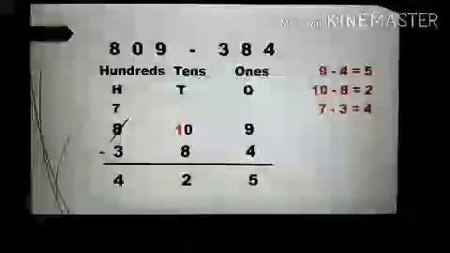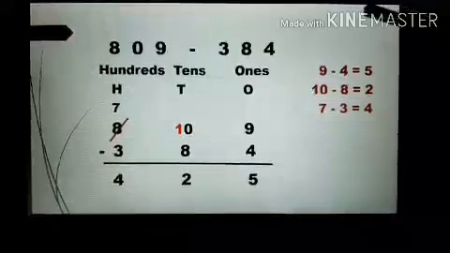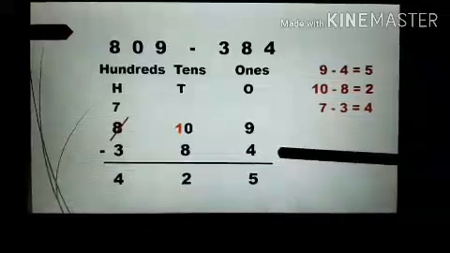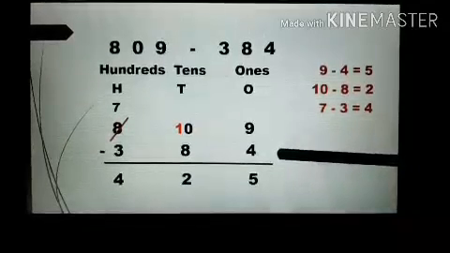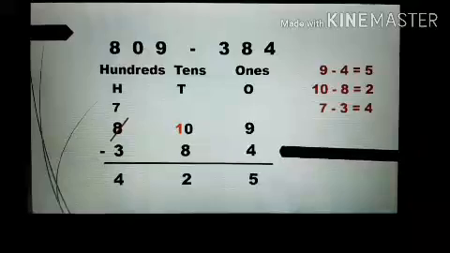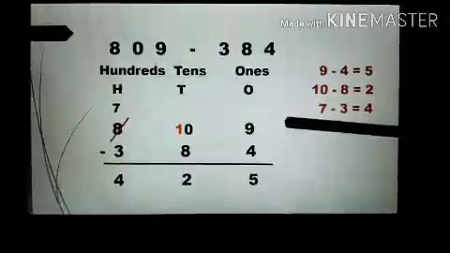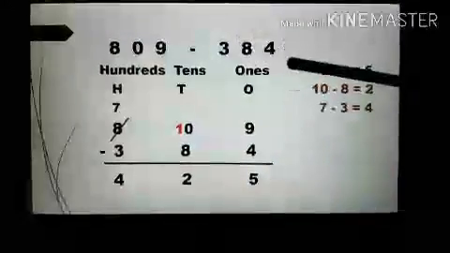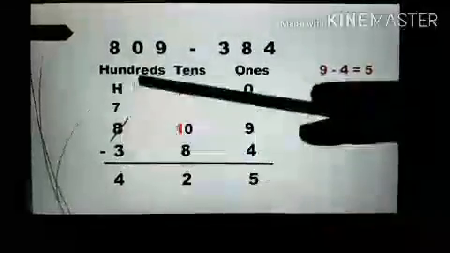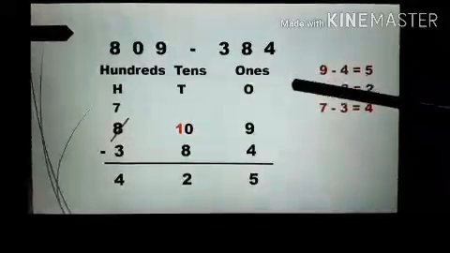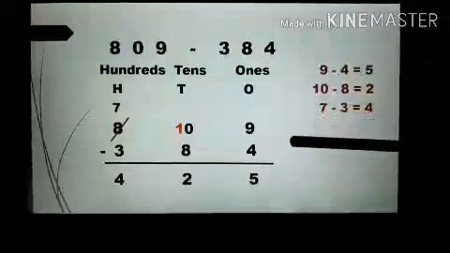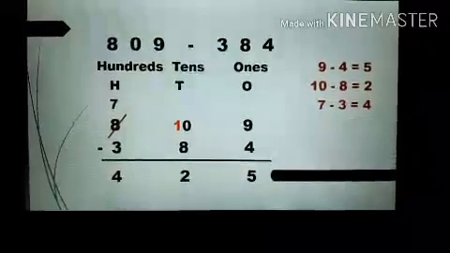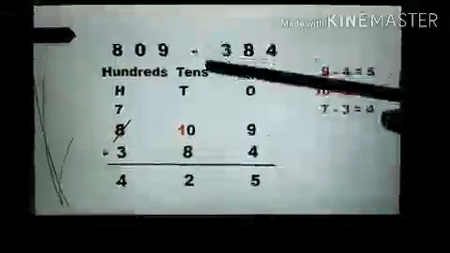Our next question is 809 minus 384. Write down the bigger number first, which is 809, and the smaller number 384 directly below it. Arrange the numbers vertically so that hundreds, tens and ones place digits are lined up. 809 means 8 hundreds, 0 tens, 9 ones. 384 means 3 hundreds, 8 tens, 4 ones. First of all, solve ones column. 9 minus 4. 9 minus 4 is equal to 5. Write 5 here in ones column. Now we solve tens column.